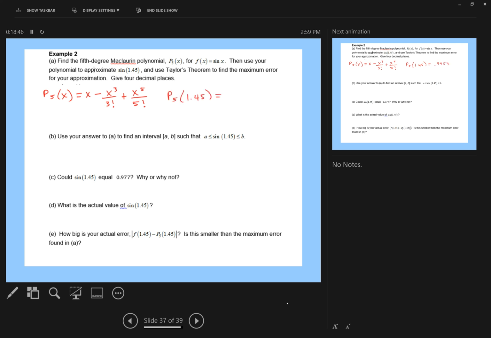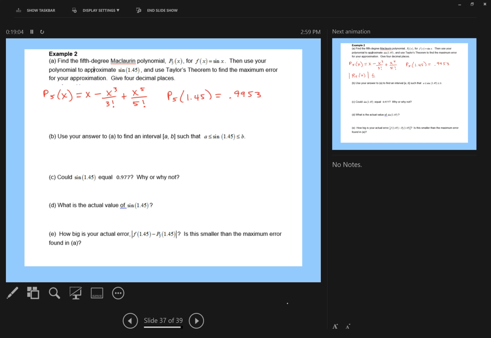Don't they just want me to plug in 1.45 in for x? You want me to do that for you? All right, that comes out to be 0.9953. Y'all understand? We're just plugging it in the calculator, right? Just putting 1.45 in for x in each of those terms, right?